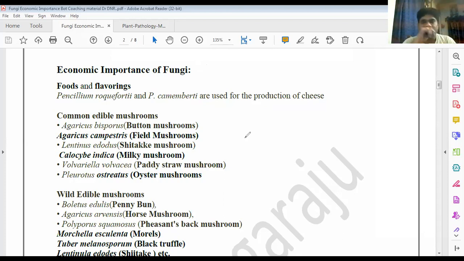You know, in the food source point of view, which among is the button mushroom?